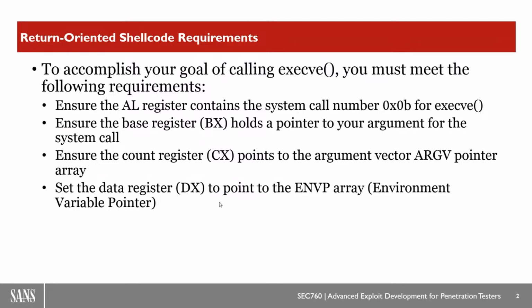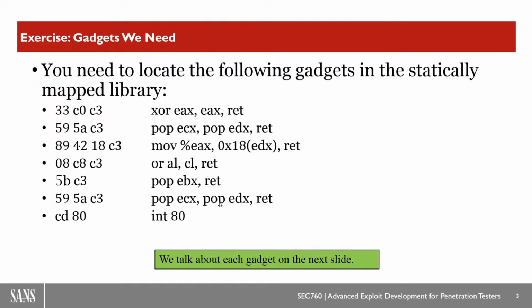But these are just some of the requirements. Again, this is going to be a simple example, because when you're doing something in a class, you want to focus on the technique at hand. I don't want to be distracted when I'm trying to teach a specific technique like return-oriented shellcode by things like data execution prevention. We're going to avoid that by executing in the code segment. So we're not dealing with payloads or permissions issues.